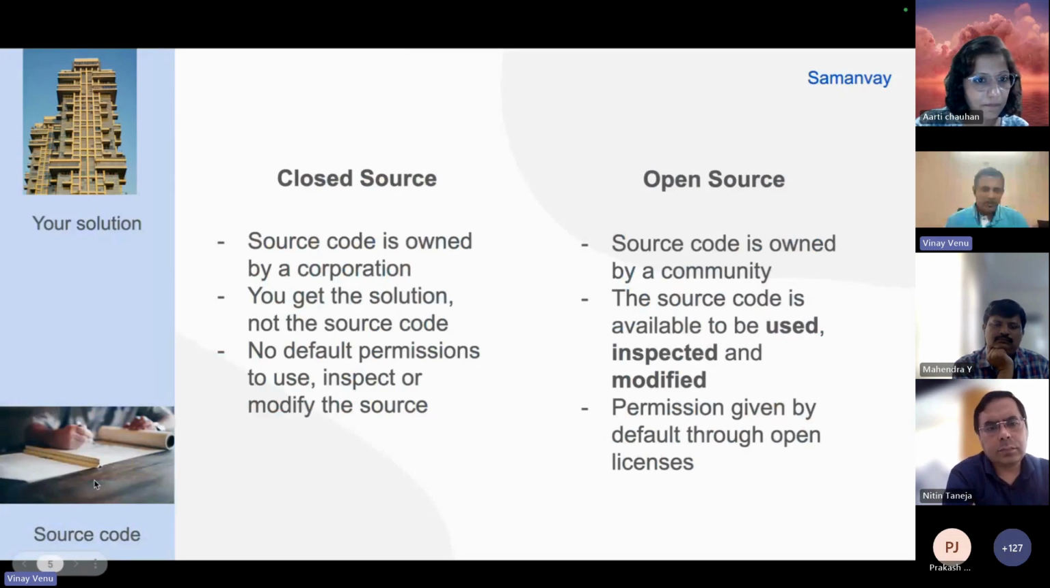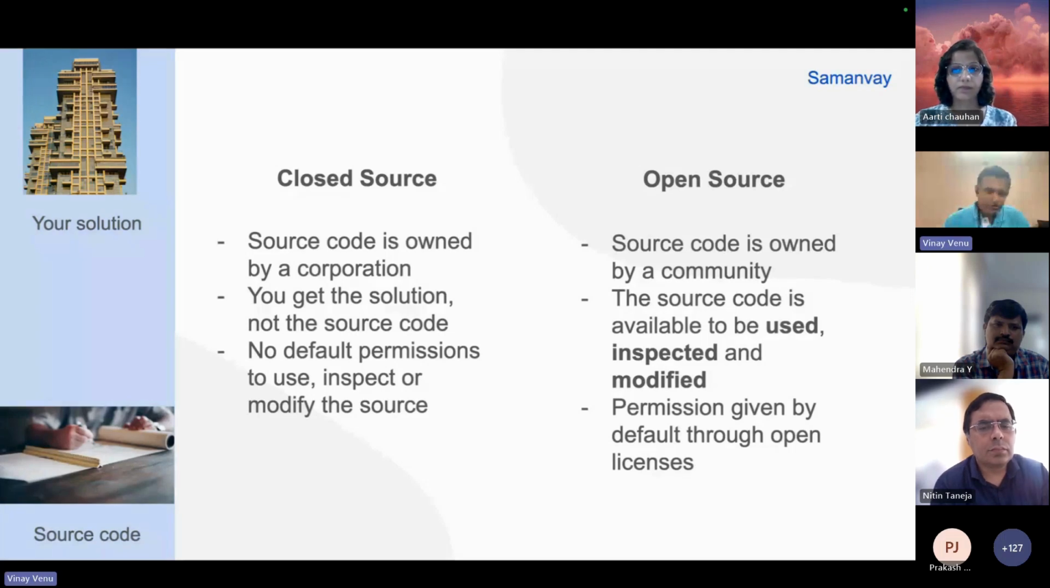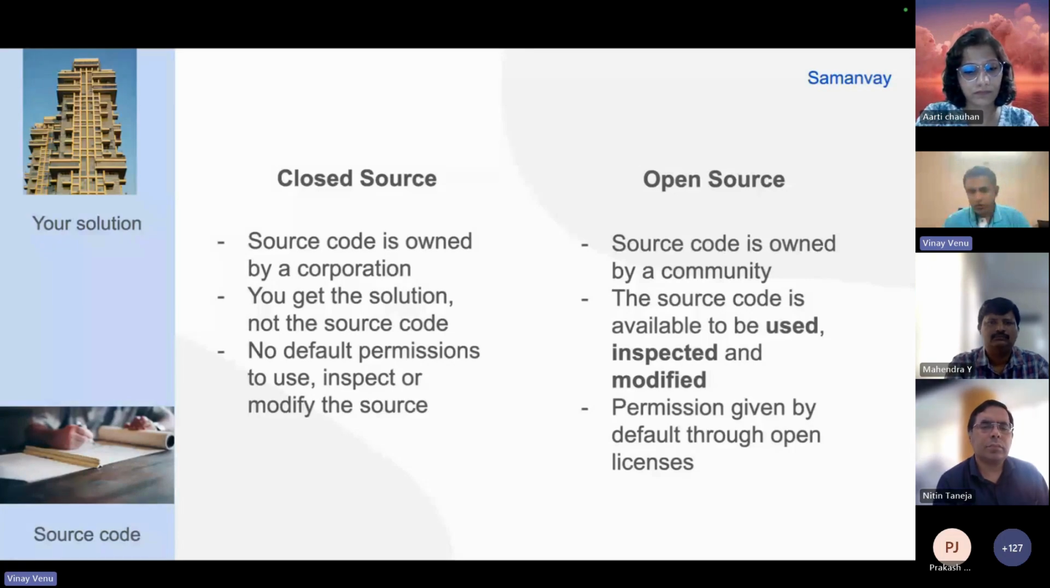Now companies who make software can either choose to not give the source code and instead just give the building to you, or the final finished solution to you, or they can also choose to give the source code so that you can look at it, you can modify it for your own purposes if you want to, and you can even inspect it and see what's going on, and you can use it.